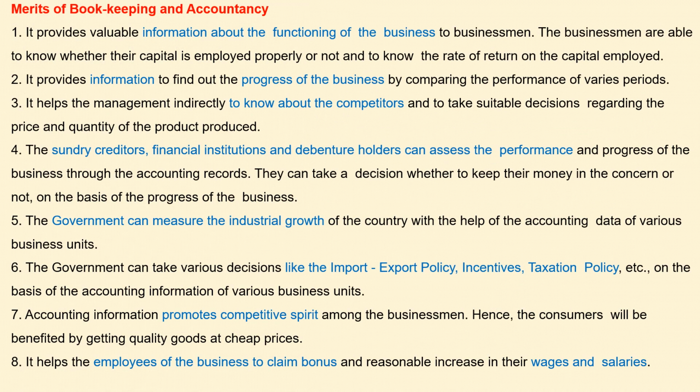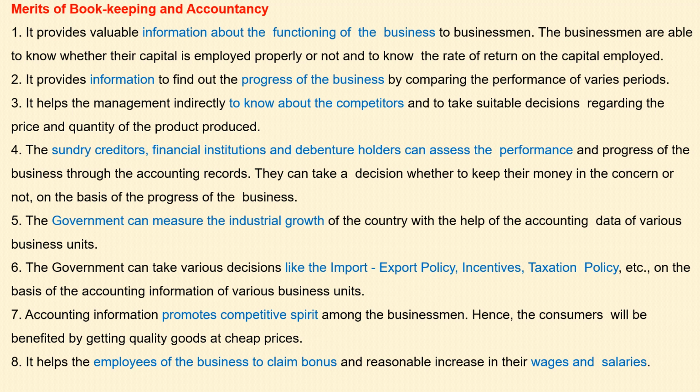Now let us study the merits of bookkeeping and accountancy. It provides valuable information about the functioning of the business to businessmen. The businessmen are to know whether their capital is employed properly or not, and to know the rate of return on the capital employed. Because they are in distant places, the business is being managed by directors. In case of partners or sole trader, there is no problem. They can be directly in contact with the business.